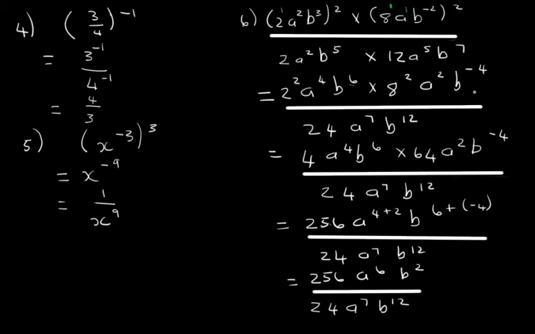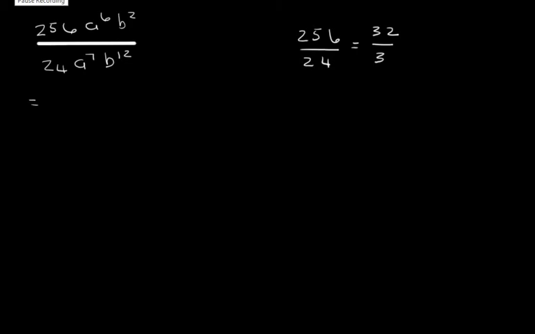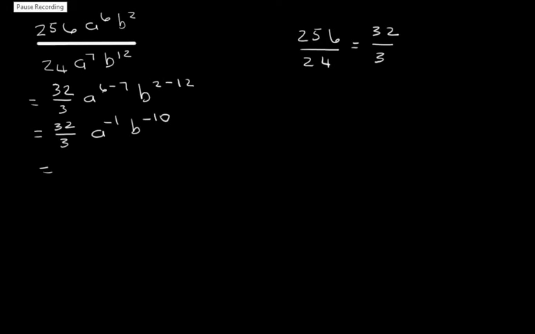But we need to simplify. So we aren't done yet. Let's continue. The first thing we need to do is simplify 256 over 24. And they both divide by 8, so that gives us 32 over 3. Now we need to simplify a and b, but we are dividing. And when we divide and the bases are the same, what do we do to the exponents? We subtract them. So we've got a, 6 minus 7, and b, 2 minus 12. That gives us a to the power negative 1 and b to the power negative 10.